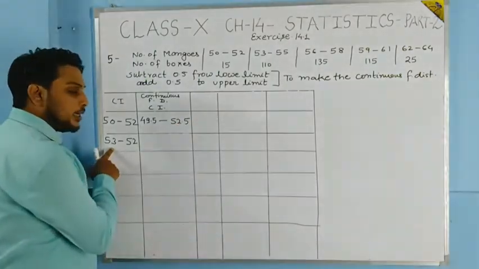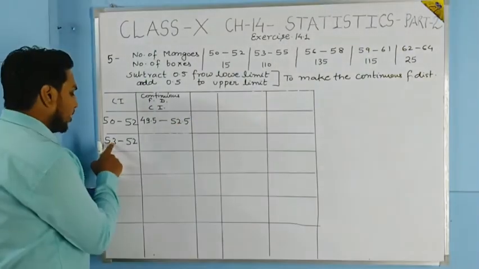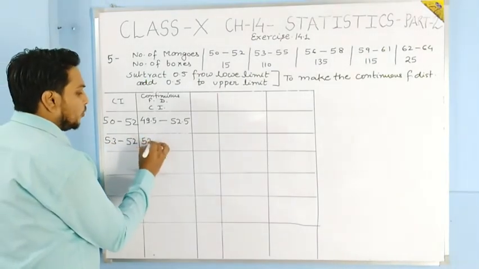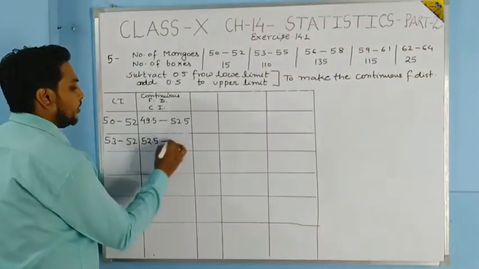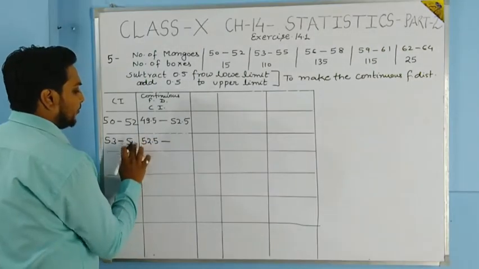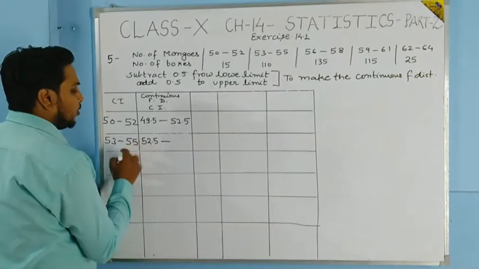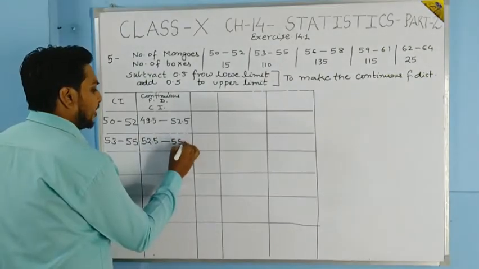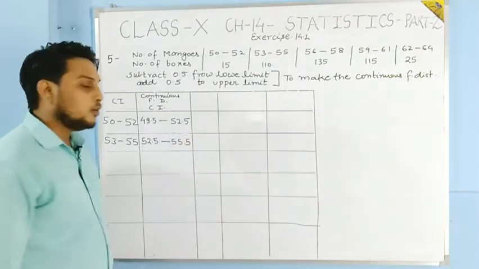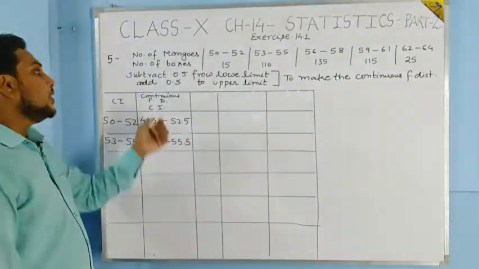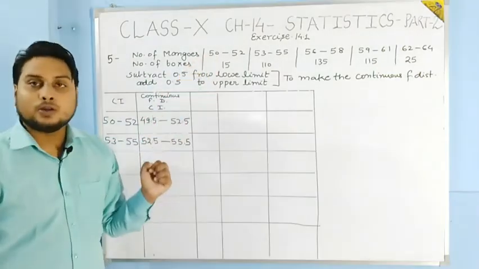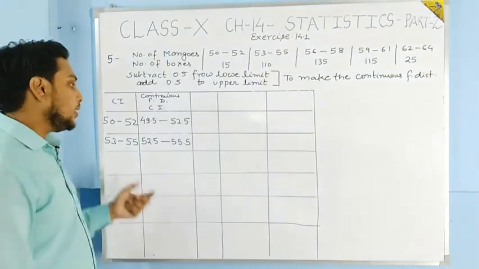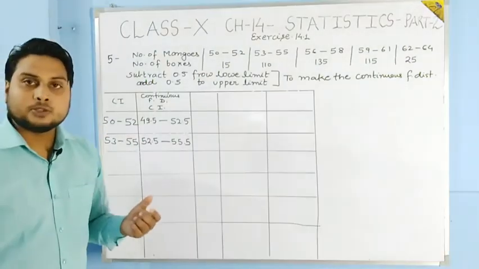Okay, from the next data, students, we have to subtract 0.5. So 53, if we subtract 0.5, it will be 52.5. The next class is 53 to 55, so when we add 0.5 here, it will be 55.5. You only have to do one thing: subtract 0.5 from the lower limit and add 0.5 to the upper limit, to make the data a continuous frequency distribution like this.